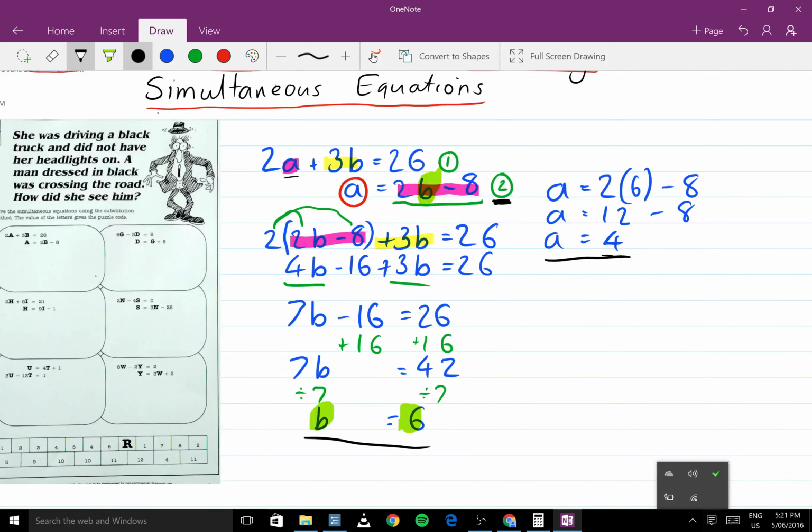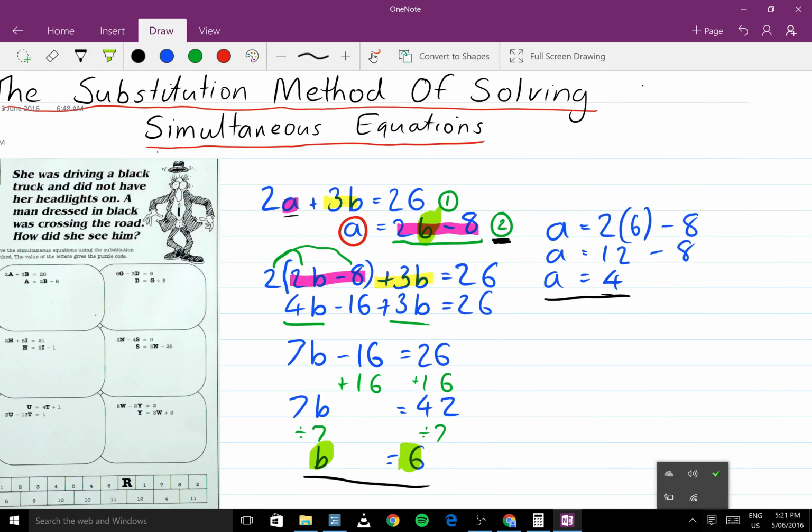And then just for equation 2, 2 lots of 6, my b is 12, take away 8, gives me 4. 4 is 2 lots of 6, take away 8, so that second one works as well. And that's the substitution method for solving simultaneous equations. Hopefully that was helpful.